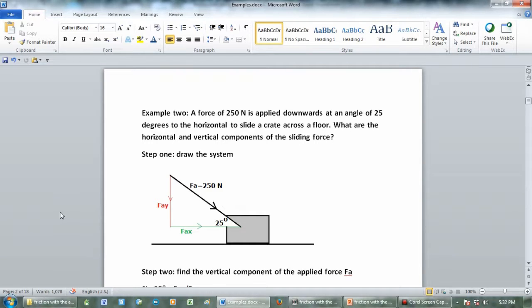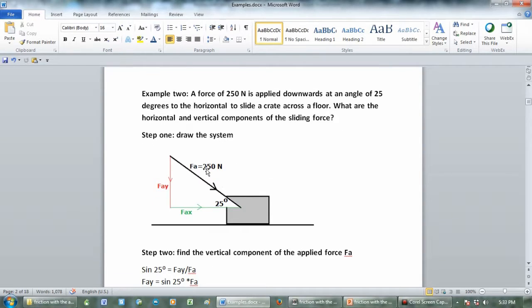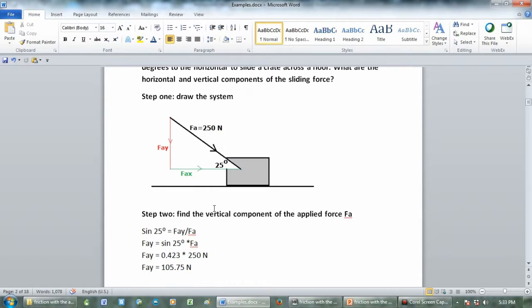Example 2. A force of 250 newtons is applied downwards at an angle of 25 degrees to the horizontal to slide a crate across the floor. What are the horizontal and vertical components of the sliding force? Step 1. Draw the system. So we have 250 newtons at an angle of 25 degrees to the horizontal. We have our vertical component down, FAY, and our horizontal component, FAX.